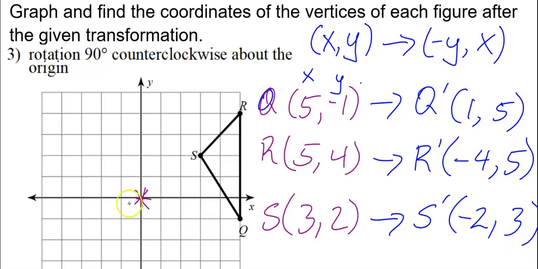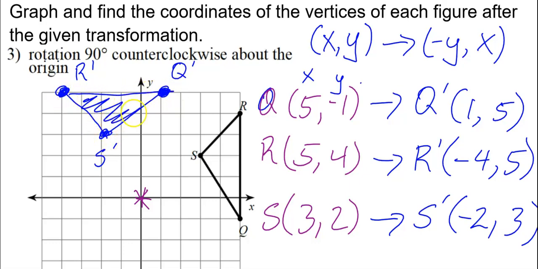And then if we wanted to graph those, 1 to the right, 5 up. So here's Q prime. R prime is 4 left, 1, 2, 3, 4, 5 up. Here's R prime. S prime is 2 to the left, 1, 2, 3 up. There is S prime. And then connect the dots to make my triangle, and here is my image. Pre-image in black, image in blue.